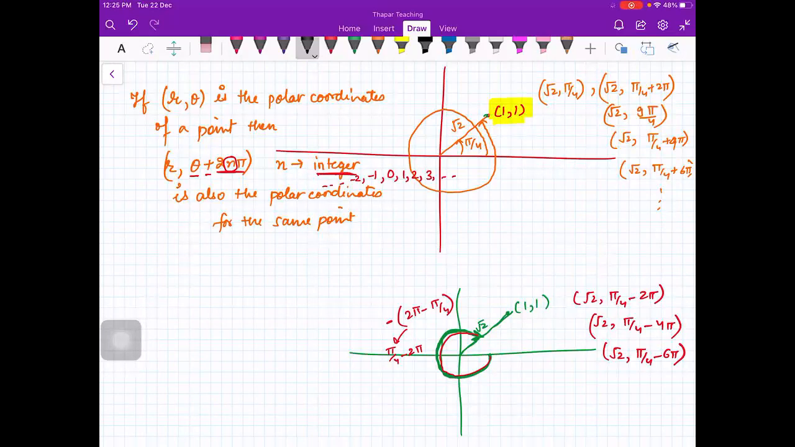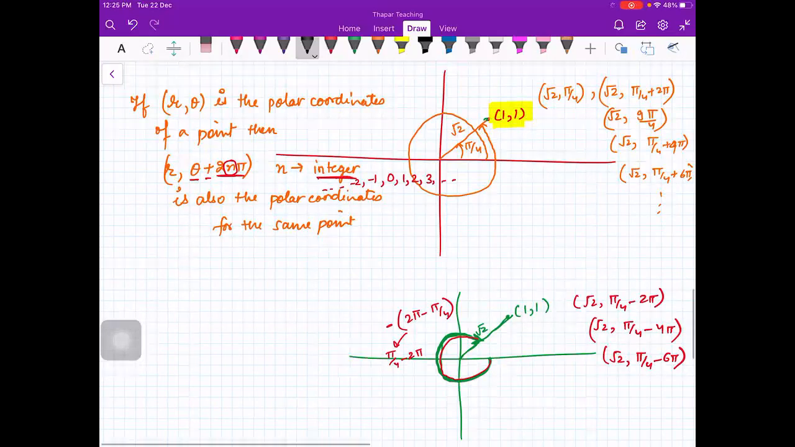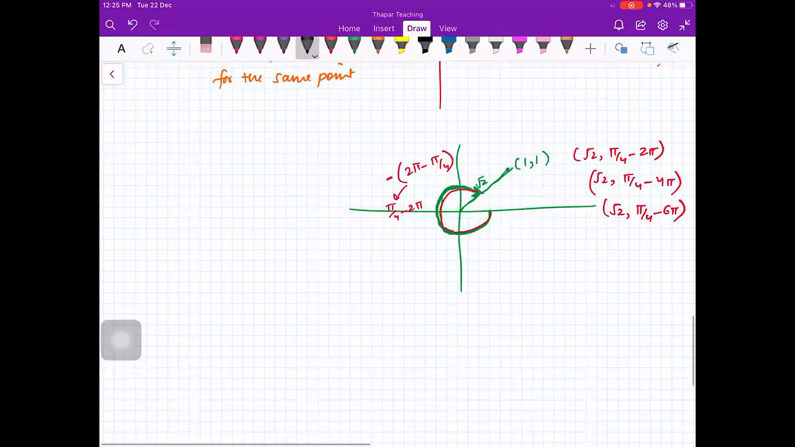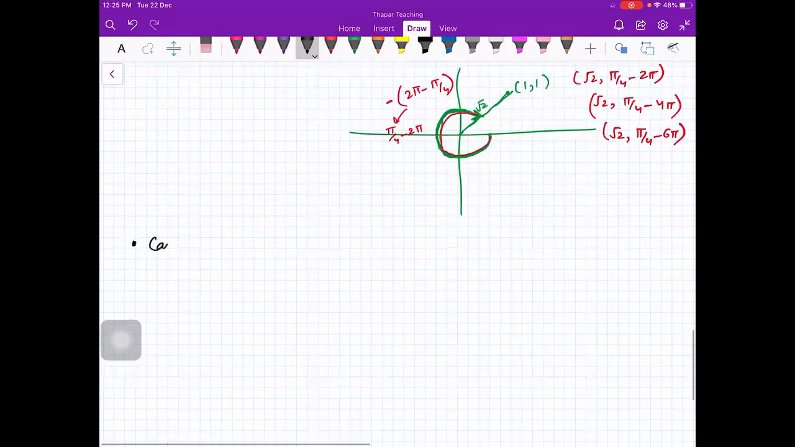Okay, so the next thing is, can r be negative?